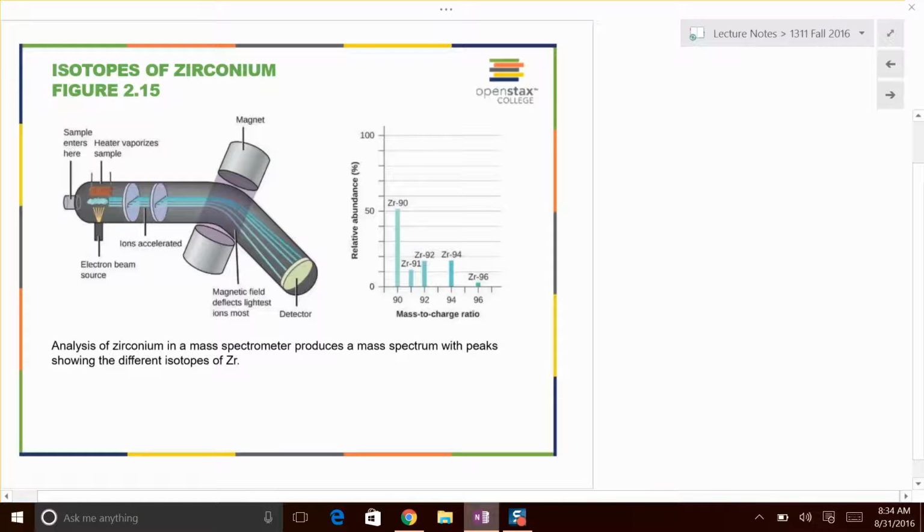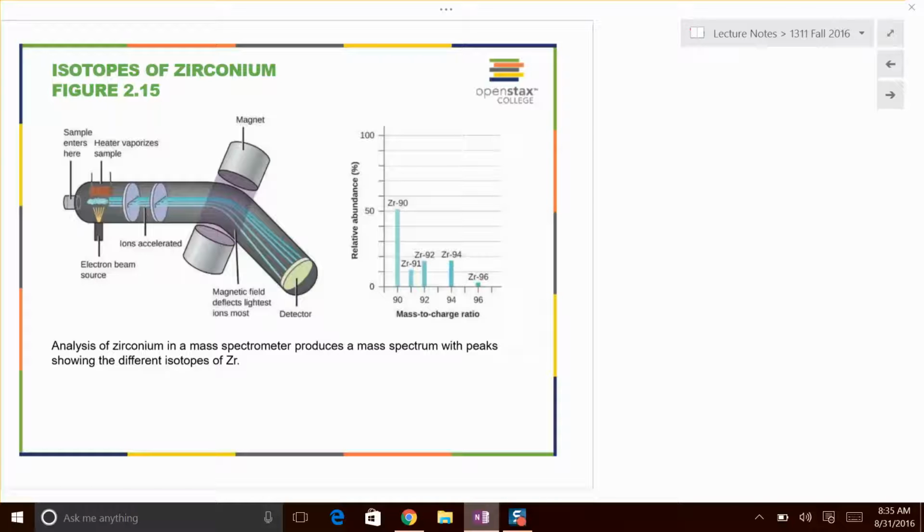Okay, so here's a way that we can actually see some data. If I take a sample of zirconium and I pass it through a mass spectrometer, this is what I find. I find that there is a zirconium that weighs 90, one that weighs 91, one that weighs 92, 94, and some that weigh 96. And you'll see they're all at different proportions. There's much more zirconium 90 than any of these others, right?